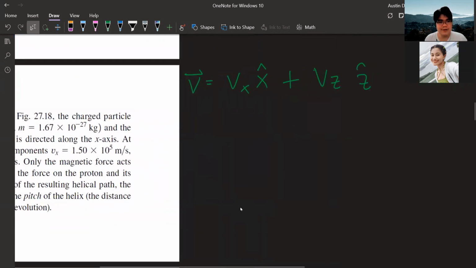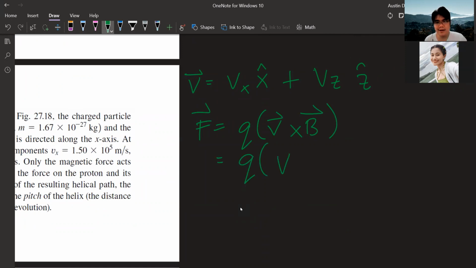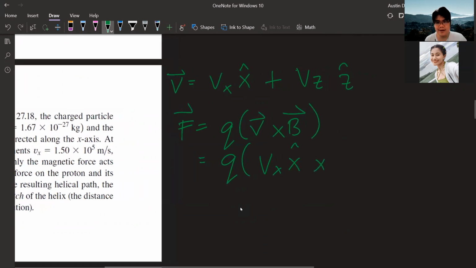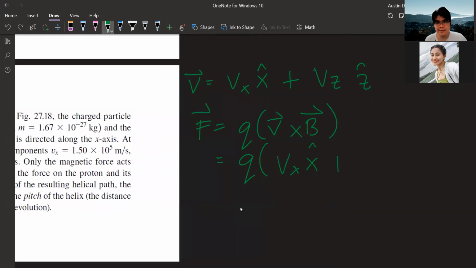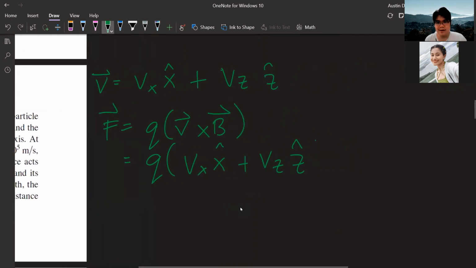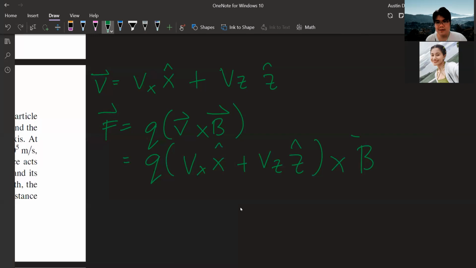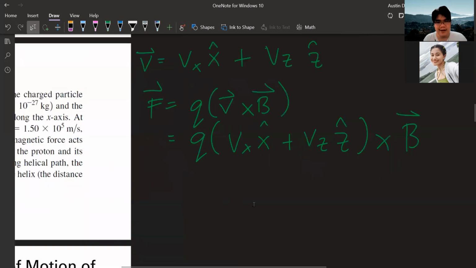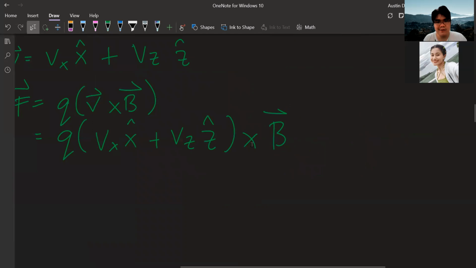Okay, so force on the proton, makukuha mo agad siya as Q V cross B. Okay, and then i-break down natin si V para mas makita natin. Meron siyang Vx x hat plus Vz z hat, cross B. Okay, and then this is just distributive. Distributive naman ng cross product.